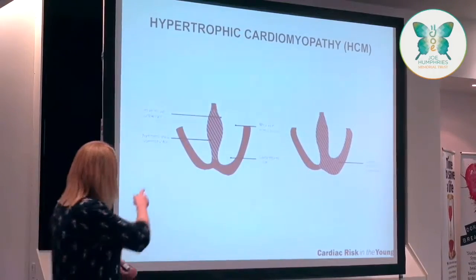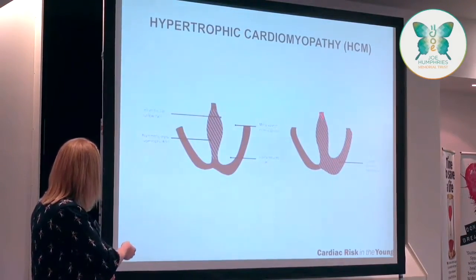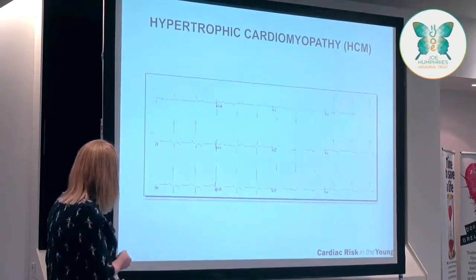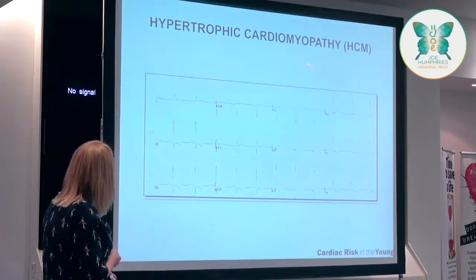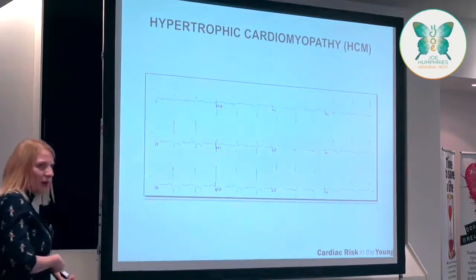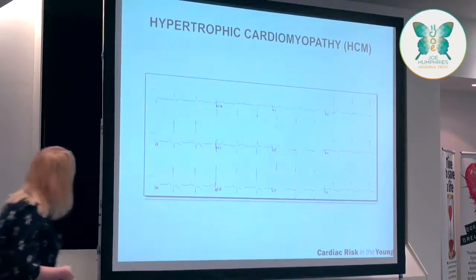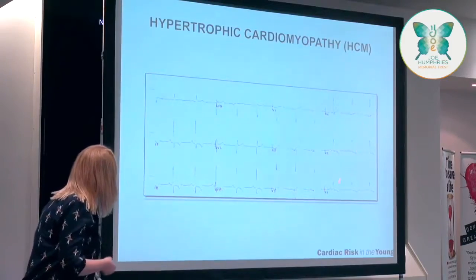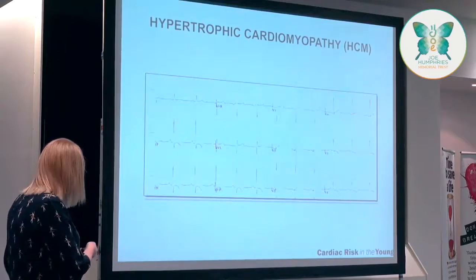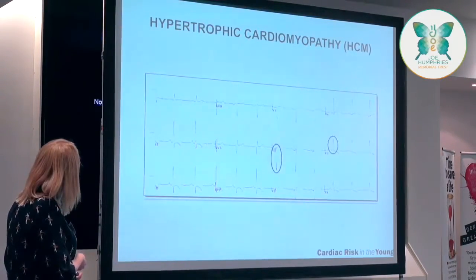Quickly there. So we get the thickening of the left ventricle wall, as you can see. So what we've got here is an ECG that's got some abnormalities on it, and you can see there's some T-wave inversion. Can you see that? There's some T-wave inversion in the inferior leads, and we've also got some T-wave inversion in V5, V6. There you go, shown in circles.